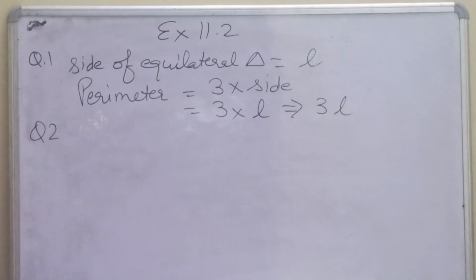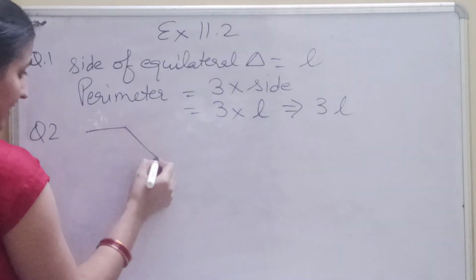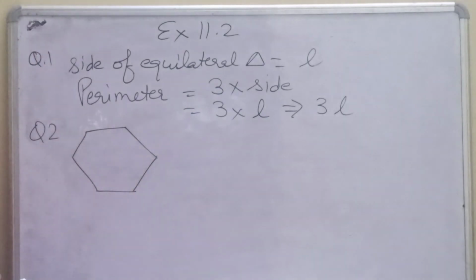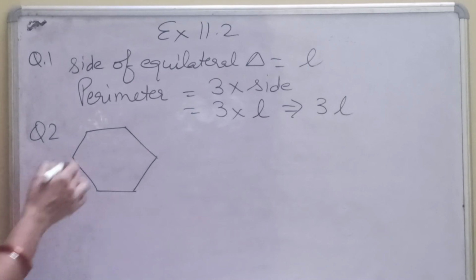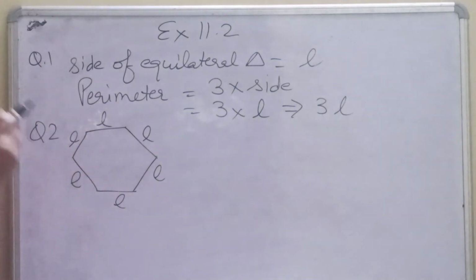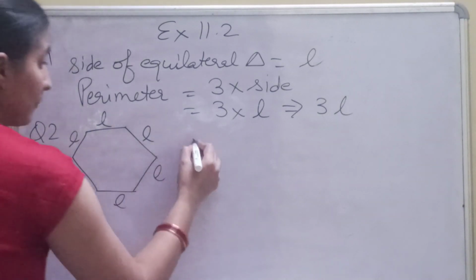Now question 2. Question 2 is the side of a regular hexagon. Hexagon means 6 sides, and regular hexagon means all sides are equal. So he is saying the side of the regular hexagon is L. So it is L, L, L, L, all are L. Then he is saying express the perimeter.